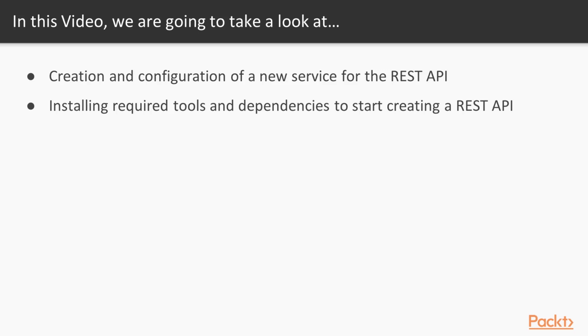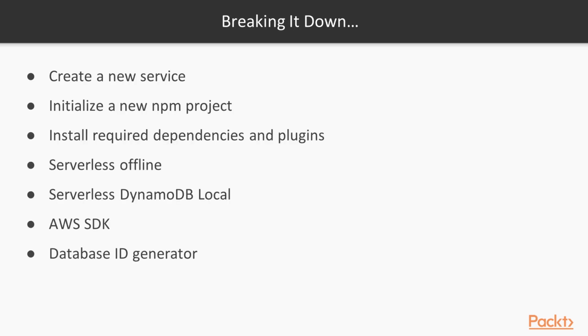This first video will focus on the creation and configuration of a new service for the REST API. We will go through the process of installing the required tools and dependencies in order to start creating a REST API. These tools include much of which we learned in the previous chapter. It will be a perfect demo for understanding everything through a concrete practical example. Let's break down what we will be doing in detail.